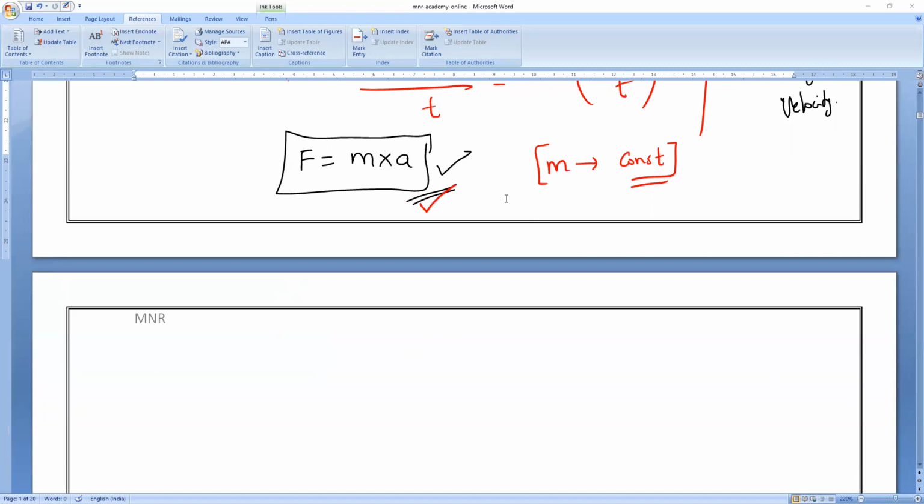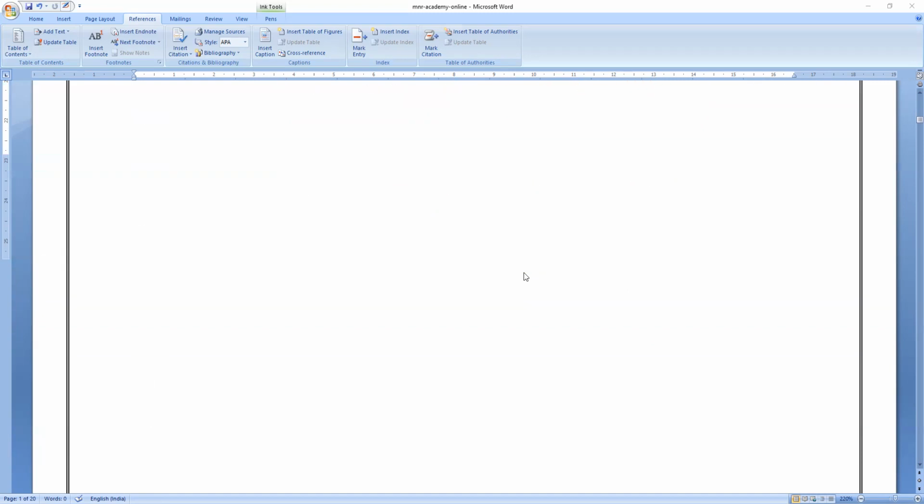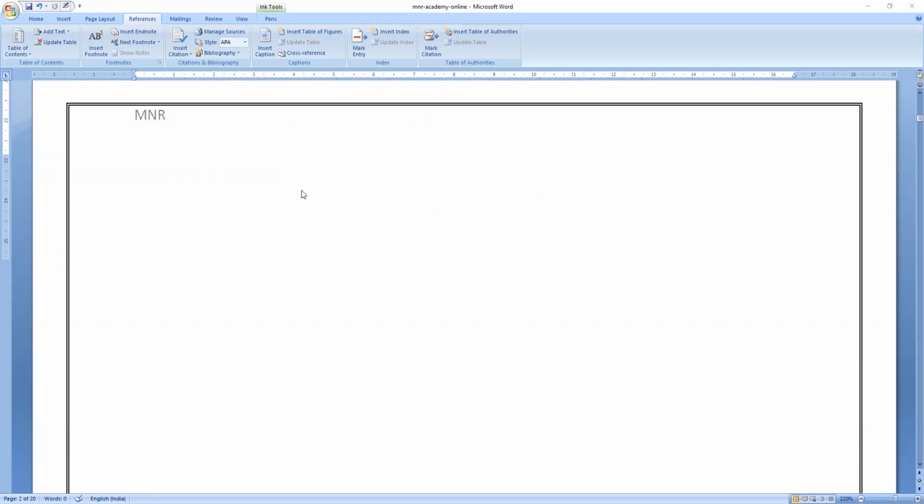Can you understand till here how to derive Newton's second law? Please respond. Monish, Rudeshwar, Pradosh. Any doubt? Inara, can I continue?